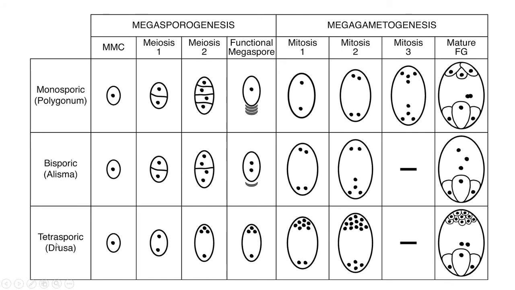So this is the monosporic type. And now the bisporic type. What happened here? This is the megaspore mother cell.